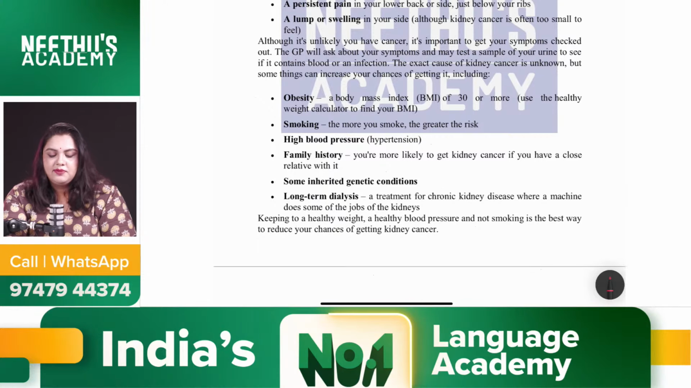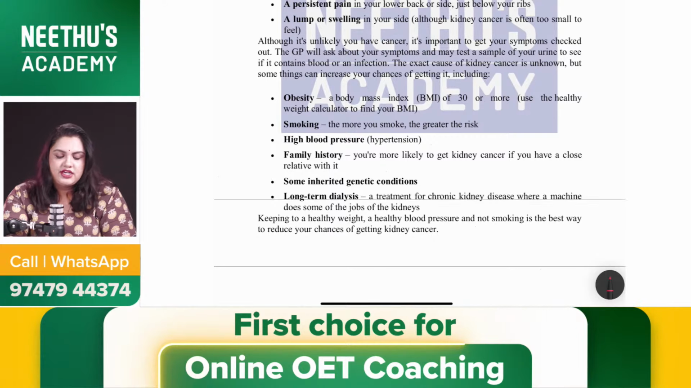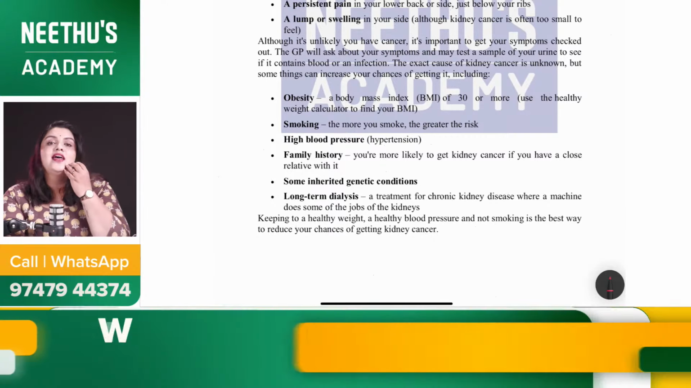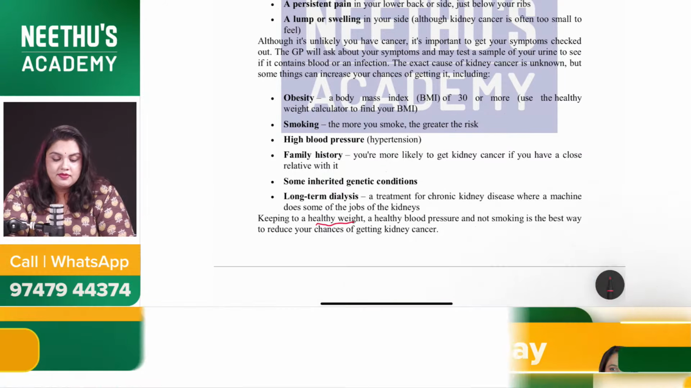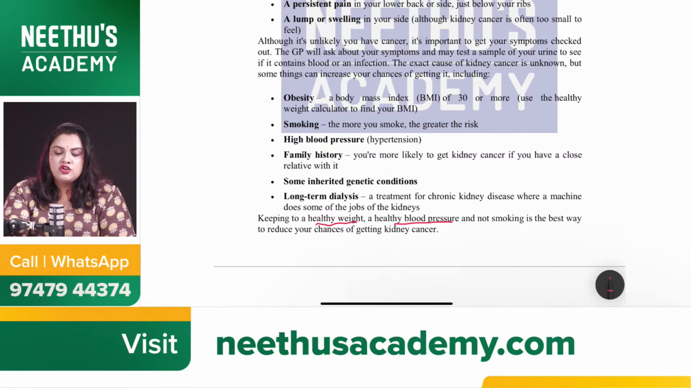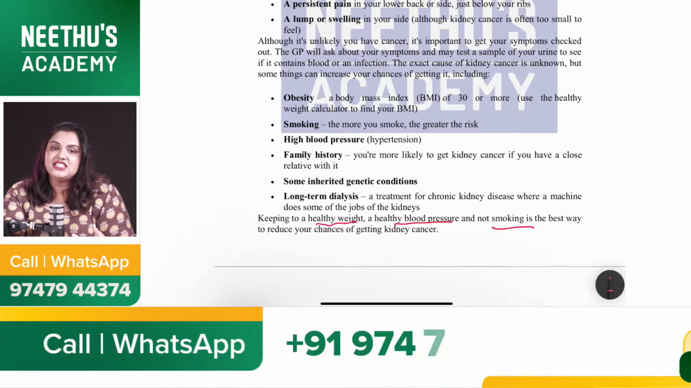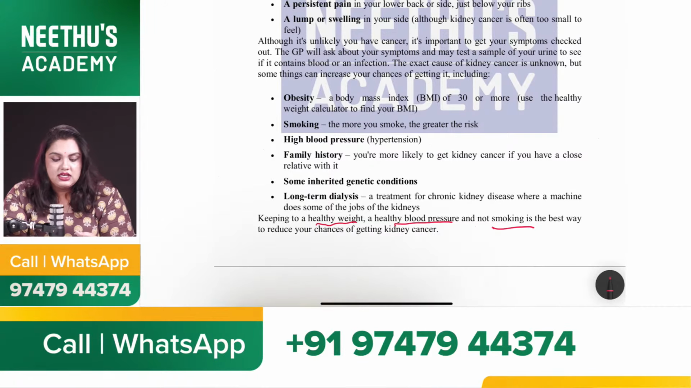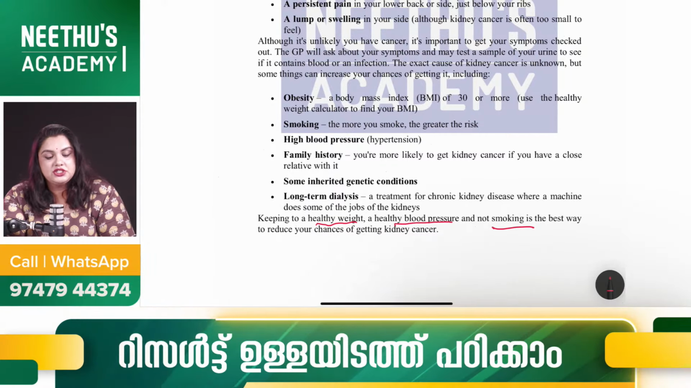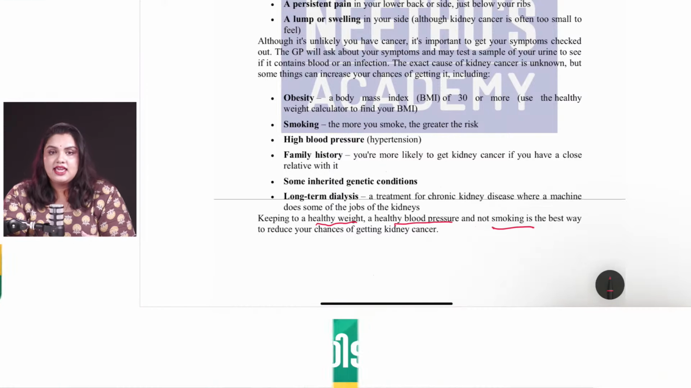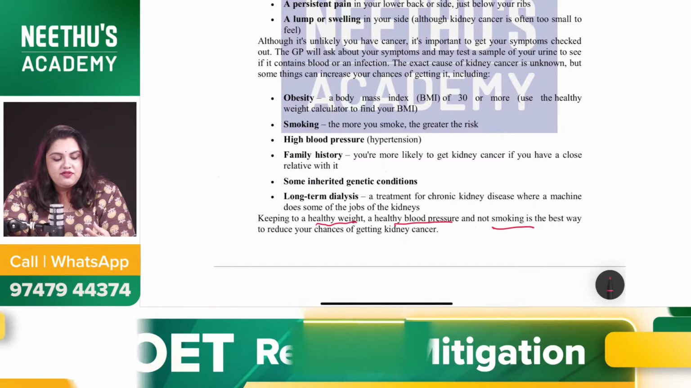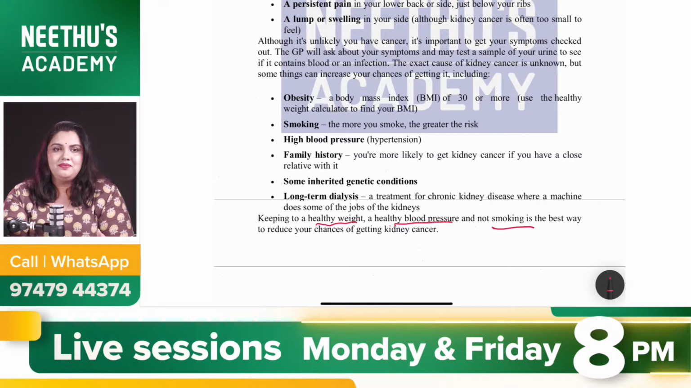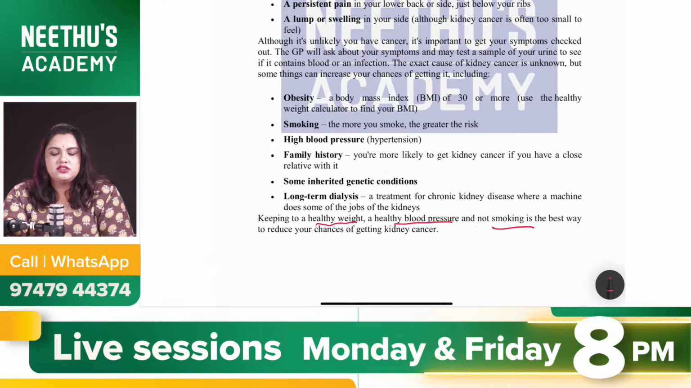Keeping to a healthy weight, a healthy blood pressure and not smoking is the best way to reduce your chances of getting kidney cancer. So what is the best way to avoid a kidney cancer? Keeping a healthy weight, healthy blood pressure, not smoking. So we mentioned smoking, obesity, high blood pressure, family history, inherited genetic conditions and long-term dialysis. These are the things that put you at risk of getting a kidney cancer. But if you maintain a healthy weight, healthy blood pressure, as in maintain a healthy lifestyle, you can reduce the chances of getting a kidney cancer.